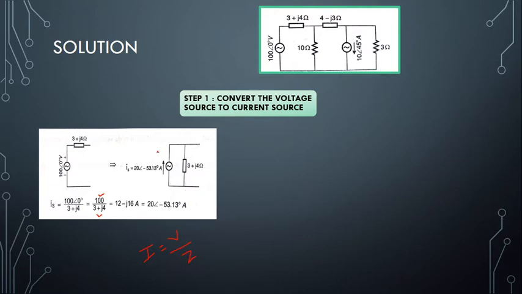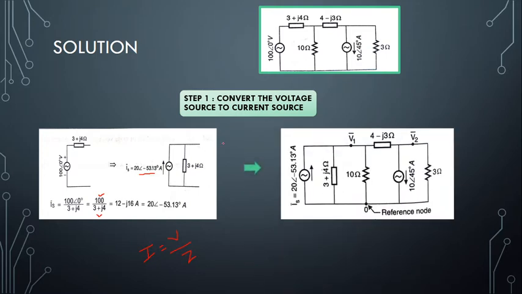So now we know the current value. How should I connect it? It is the current value in parallel to this given impedance value. Therefore, this circuit now gets transformed like this.